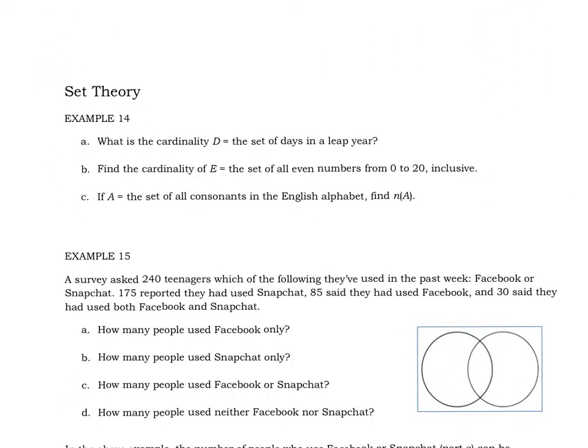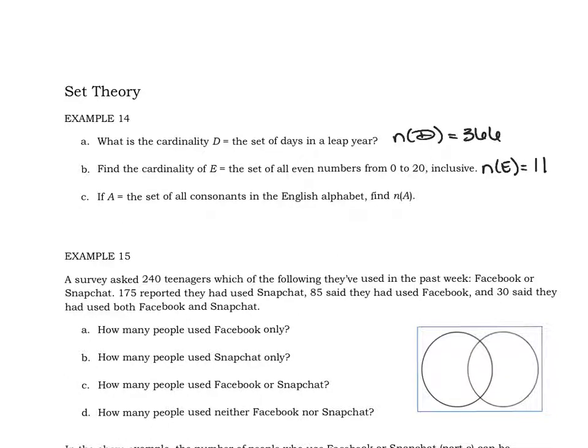Okay. So, moving on, using more of the idea of the descriptive method for describing a set. So what is the cardinality of set D, which is the set of days in a leap year? Well, the cardinality of set D would be the number of days in a leap year, which is 366. The cardinality of set E, how many even numbers there are from 0 to 20 inclusive. So the number of things in set E. If you go ahead and count those all up, don't forget we are counting 0. There will be 11.